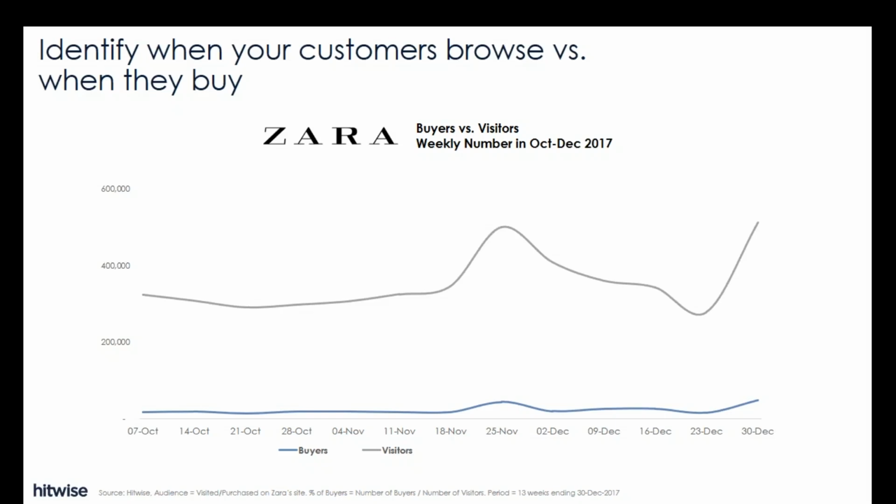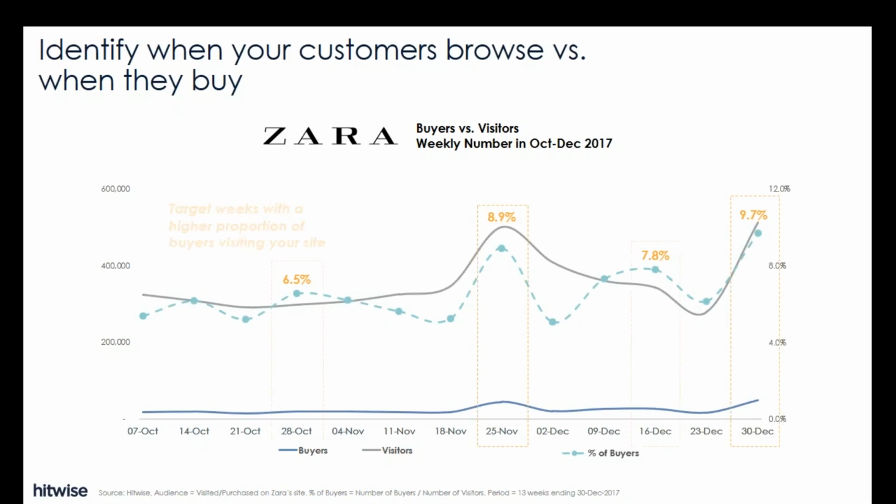But when we look at the proportion of visitors that were actually buyers, some other interesting trends appear. We can see that 2 other periods also have a high density of buyers. So these include the Halloween period, which ended on the 28th of October last year, as well as the Christmas preparation last minute window, ending on the 16th of December.